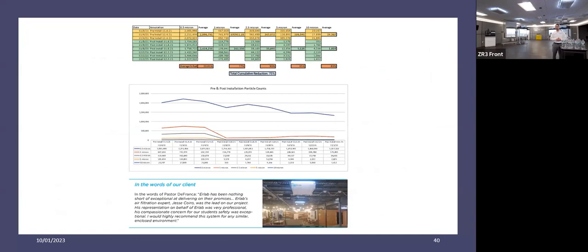The next case study is at a youth center, a church where they had their youth group in the basement. They could not get together because they didn't have proper ventilation in the basement. They had other issues like mold and bacteria. And again, we wanted to do baseline counts before and after. We saw a total cumulative reduction of 75%.